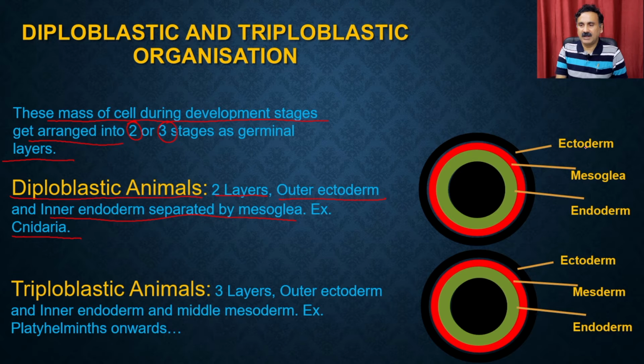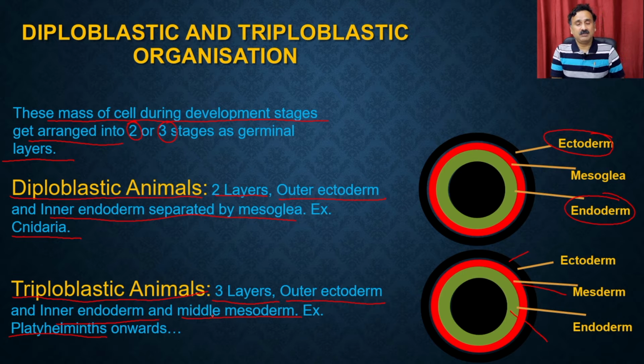So, these are diploblastic animals, right, where you have the ectoderm and the endoderm, which are clear layers, but they are separated by a mesoglea. Similarly, you can have the triploblastic animals. Triploblastic animals have three layers as the germ layer, where you have the outer ectoderm, the inner endoderm and the middle mesoderm. So, this is going to be a clean and clear middle layer. One is called the ectoderm, the inner side is called the endoderm, and the middle one is called the mesoderm. The classical example is the platyhelminthes, and all the higher animals beyond that are considered to be triploblastic animals.